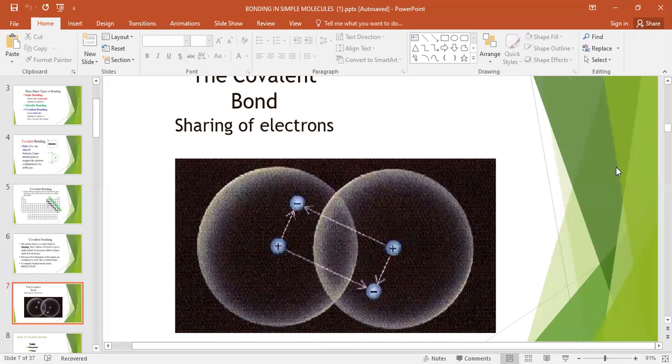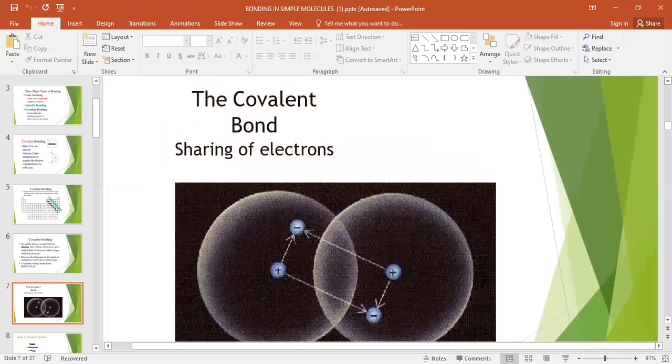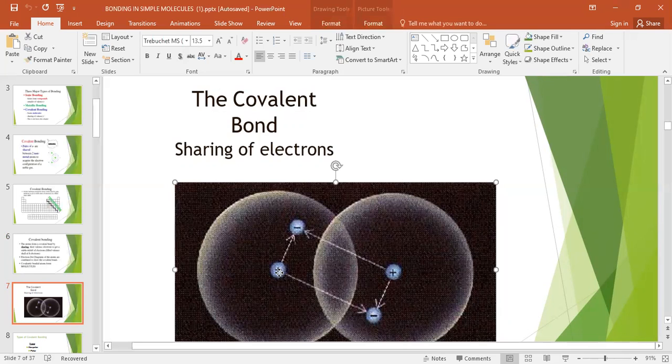You can see here, as I told you in the first slide, when I explain this one, the proton of the first nucleus is attracted by the electron of another nucleus. See here, this positive is attracted by negative. This one is one atom, and this circle is another atom. We have two atoms here.